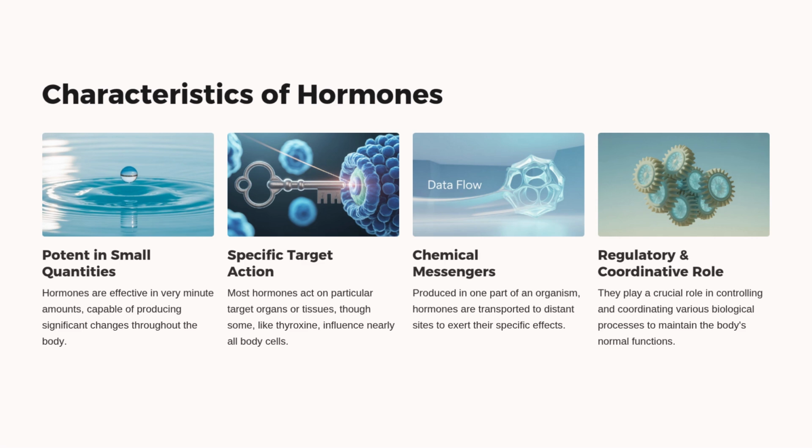Specific target action. Most hormones act on particular target organs or tissues, though some, like thyroxine, influence nearly all body cells. Chemical messengers. Produced in one part of an organism, hormones are transported to distant sites to exert their specific effects. Regulatory and coordinative role. They play a crucial role in controlling and coordinating various biological processes to maintain the body's normal functions.